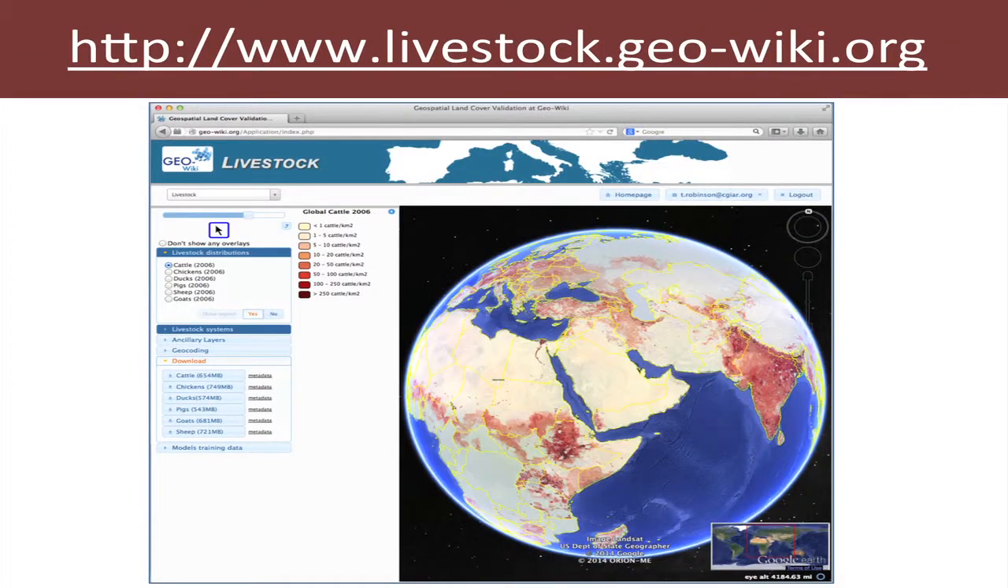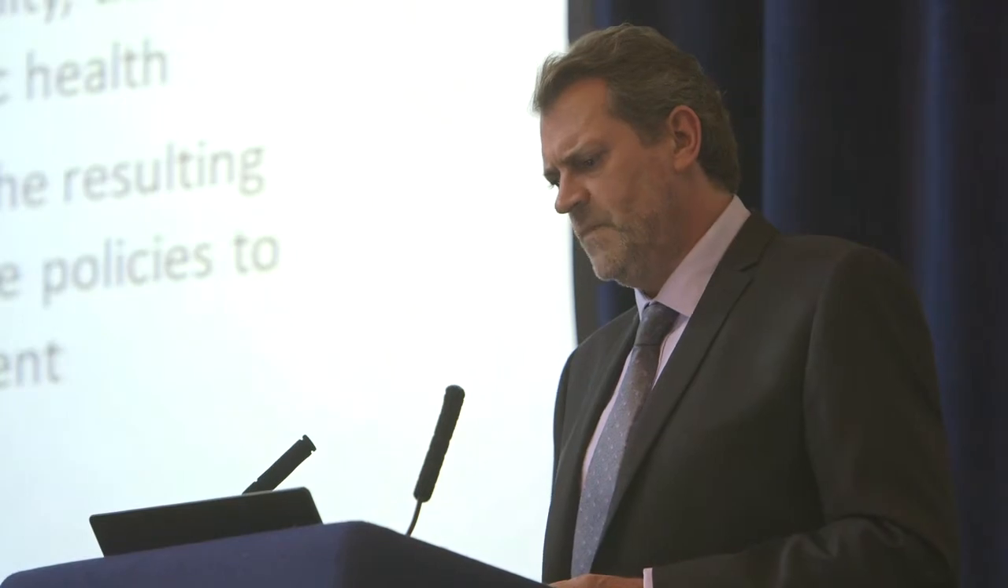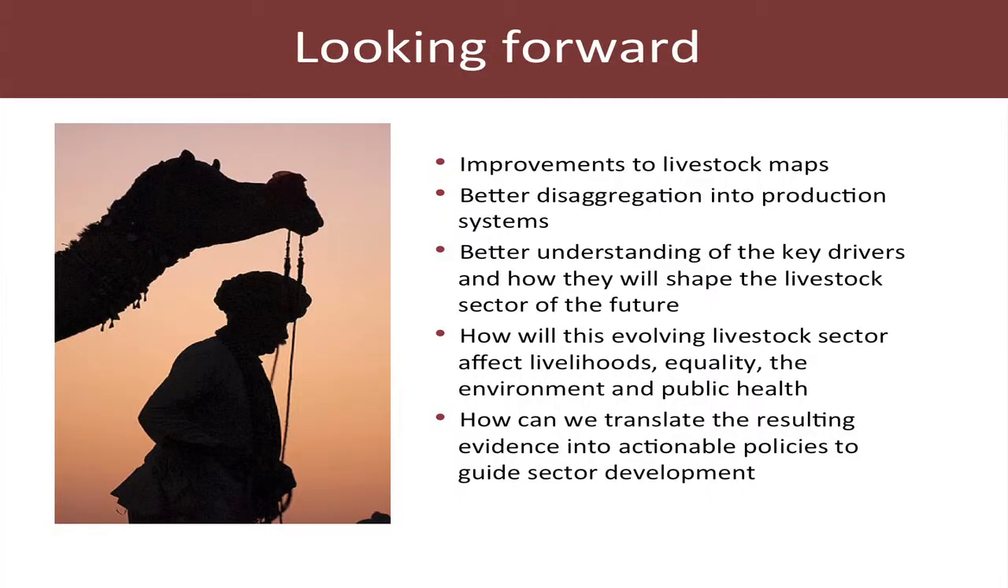Data dissemination. We've developed this livestock GeoWiki, which is what we use to disseminate the data. And the data are all freely accessible from this. And we have a central module on production and production systems, and then we have side modules on health, environment, and economics.